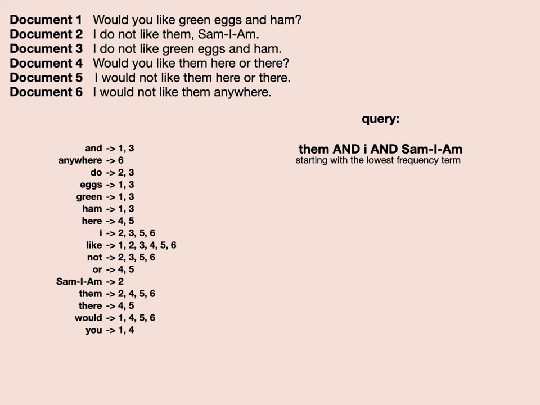So let's do another. Them and I, Sam I am. We'll start with the lowest frequency term. Sam I am happens in 1 document, them happens in 4, and I happens in 4 of them as well. Sam I am, I. We'll do that. I and them are the same length, so we'll just start here. Sam I am, good. We got it. Oh, we got it in 1.